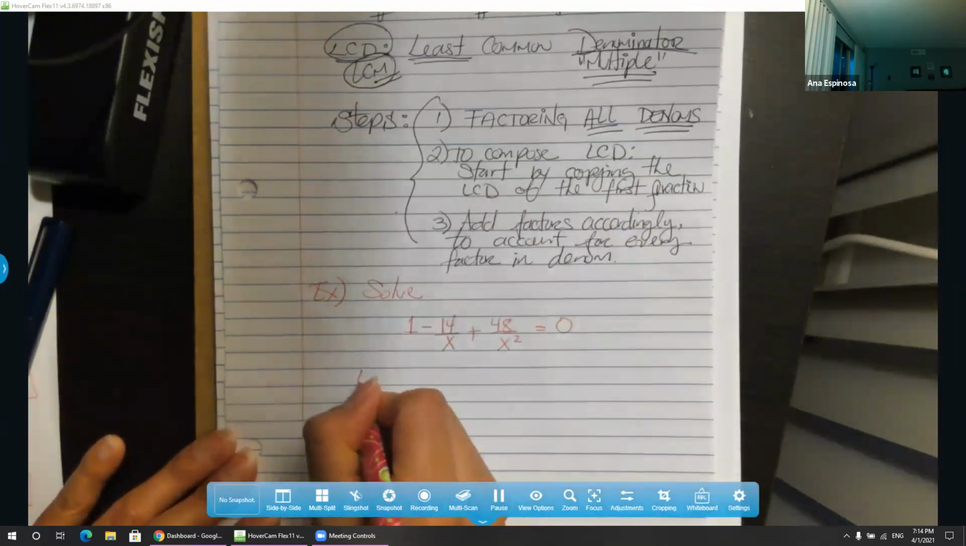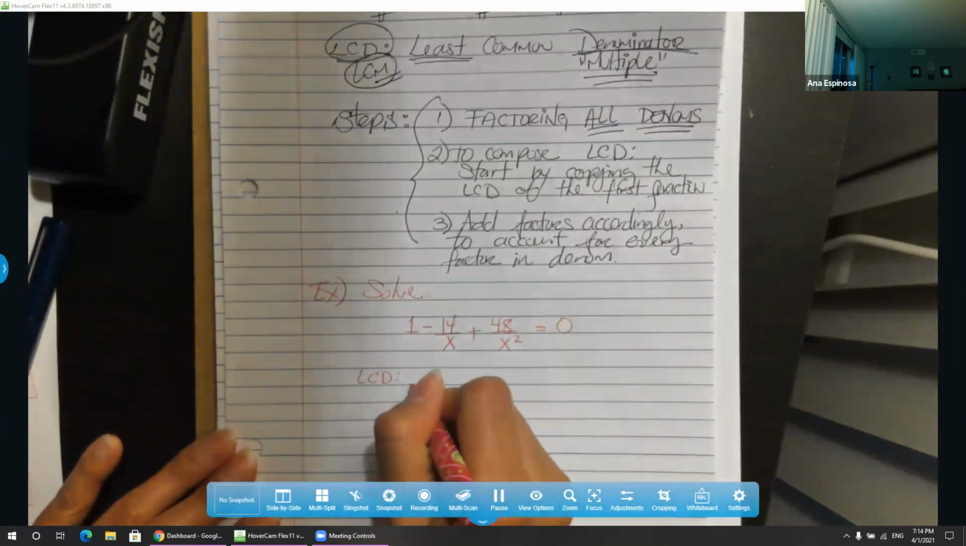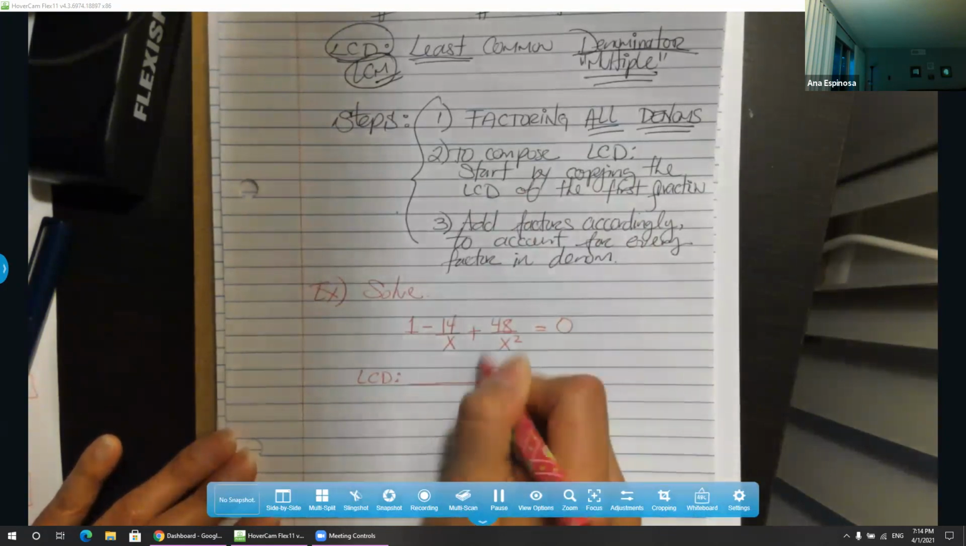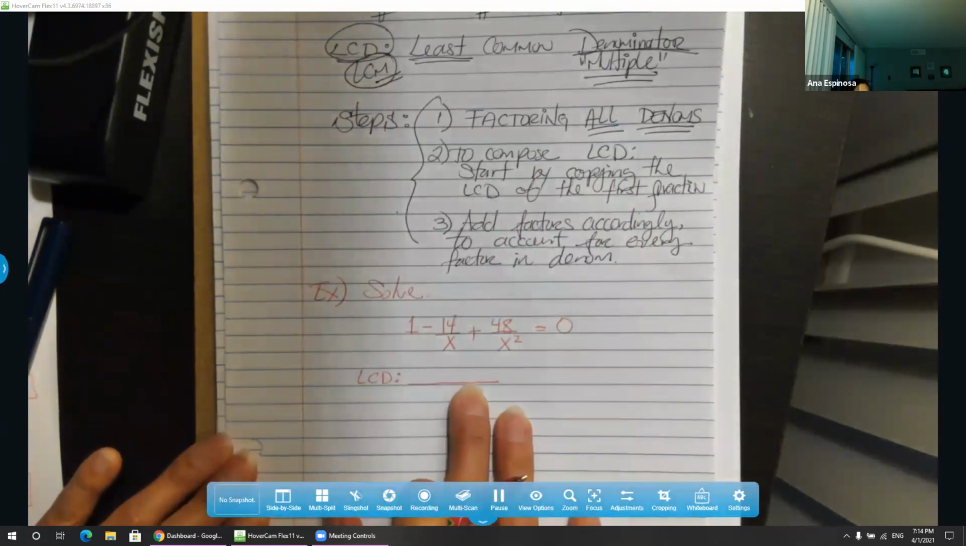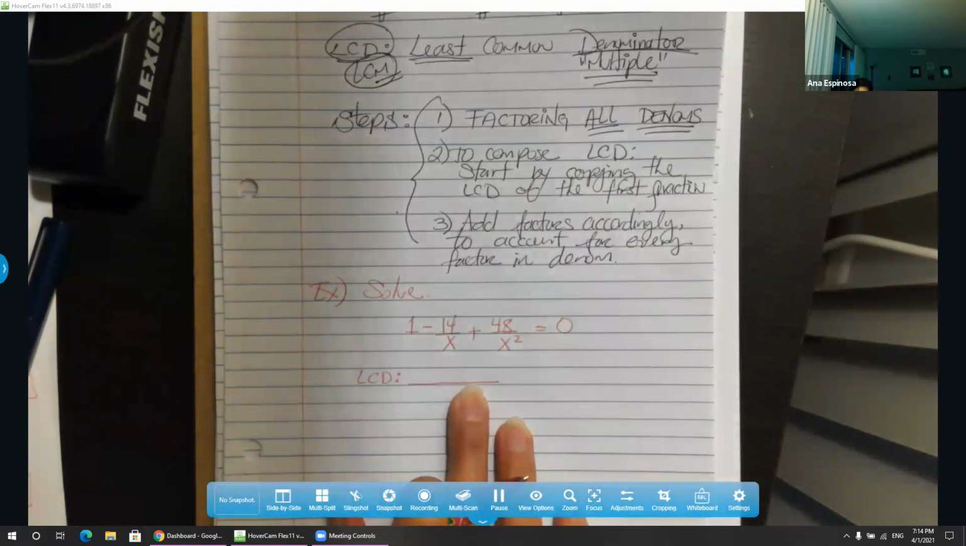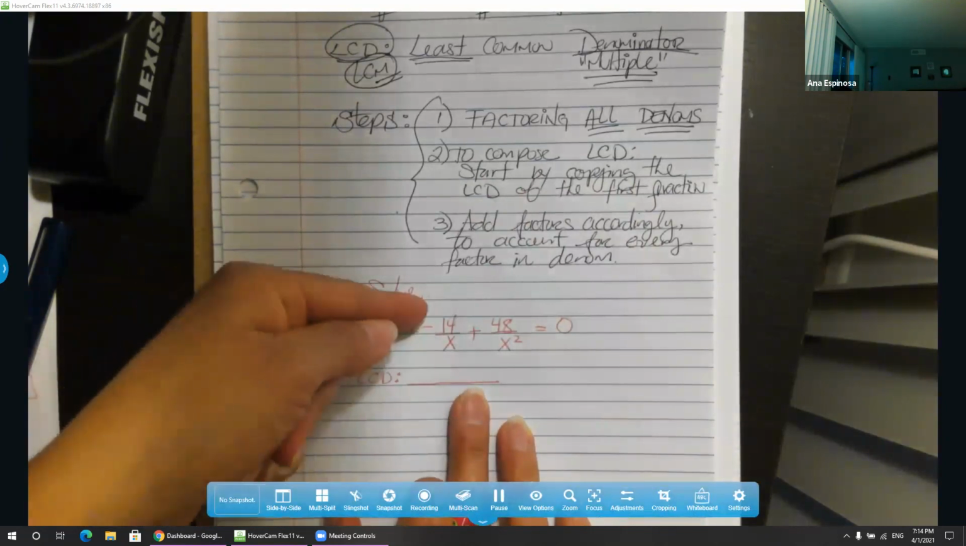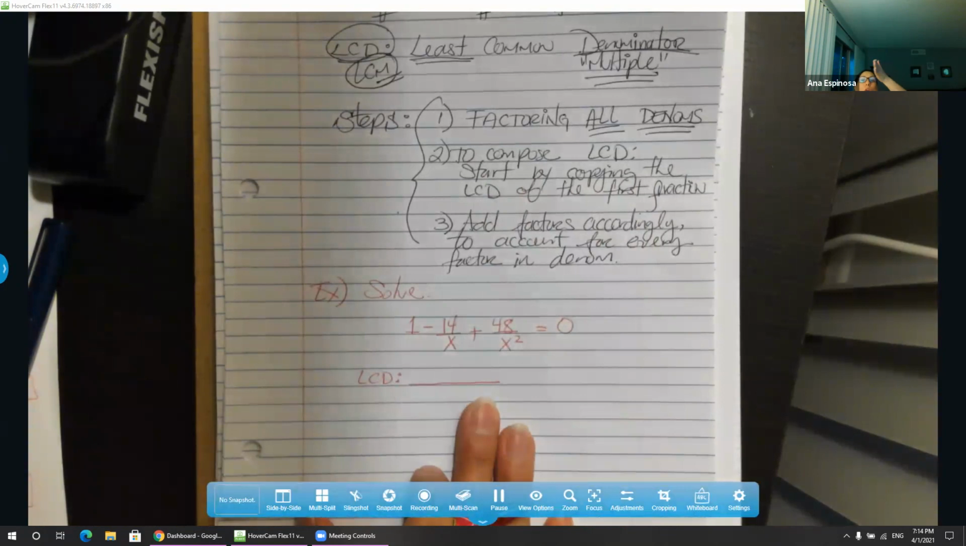It means here, what I always do is I always put LCD blank. And that's where I'm going to write my LCD. Once you find your LCD, then you multiply that by every single fraction, and every single fraction's denominator should disappear.